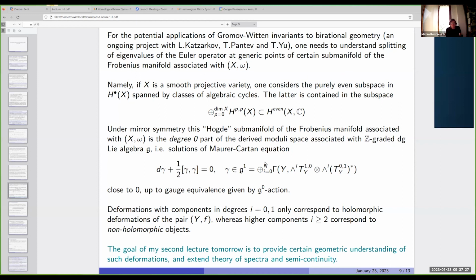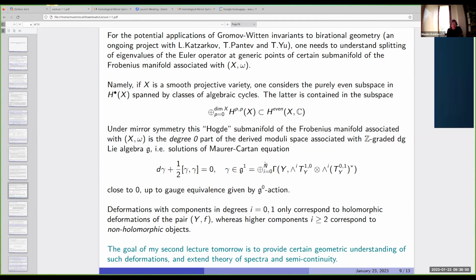This depends on the field of definition. You can also ask arithmetic questions. But anyhow, the space of algebraic classes contains the subspace of classes represented by (p,p) forms in even cohomology groups. So it's some part of the diagonal part of the Hodge diamond. And under mirror symmetry, for example, the Fano variety, imagine its mirror dual Landau-Ginzburg model.